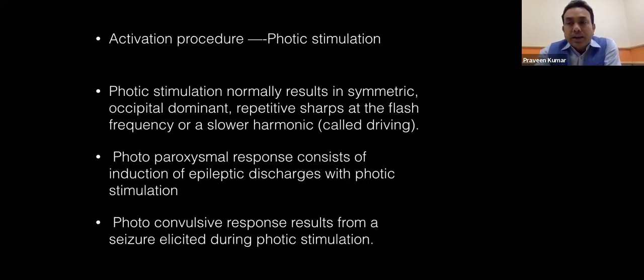Photic stimulation is also done in our normal routine lab, from 3 to almost around 30 hertz. What you get with the photic stimulation is a response in the occipital cortex. You get photic driving when you get similar occipital waves to the photic stimulation frequency, or you can have the photoparoxysmal response, or you can have the photoconvulsive response, where you can get true seizures with the photic stimulation. Normally, these are the cases we see in generalized epilepsy, which are photosensitive.